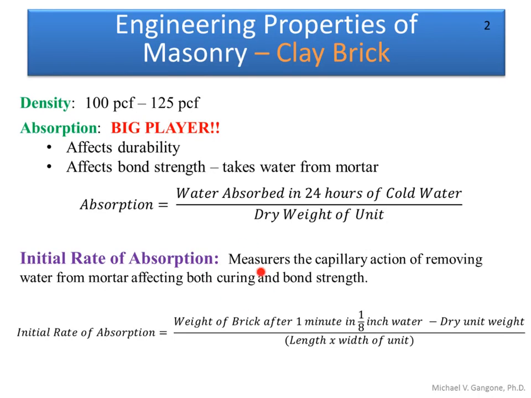initial rate of absorption is something that's very key to keep in mind, because initial rate of absorption is basically the absorption that the masonry unit is going to take from the mortar. The mortar is very similar to concrete in that mortar needs to fully hydrate in order to gain its strength, and to hydrate, it needs water. If you have a masonry unit that's going to take the water out of that mortar mix, then what's going to happen? It's not going to be able to fully hydrate, and that's going to be a big problem.